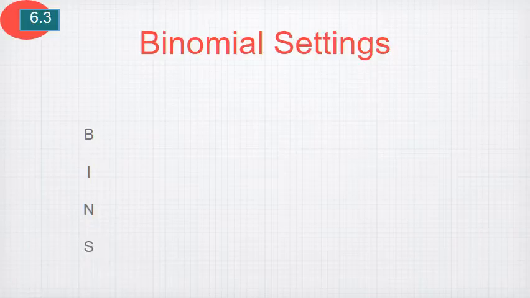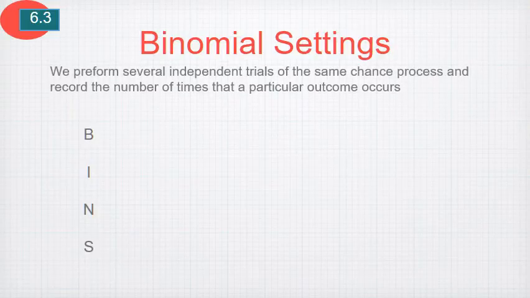So when I define a binomial setting, or when a random variable is binomial, that would be when we perform several independent trials of the same chance process and record the number of times that a particular outcome occurs. And that's essentially what we're going to be doing.